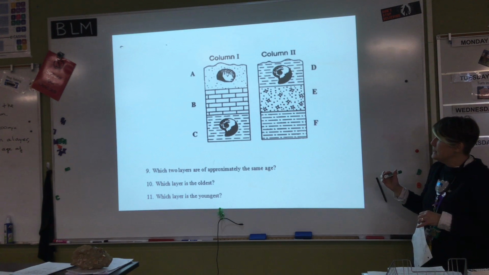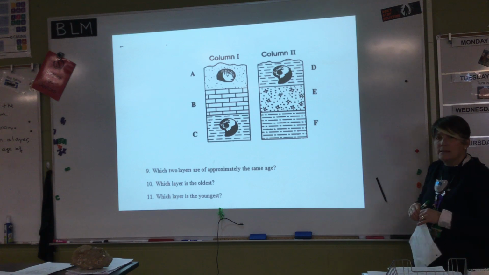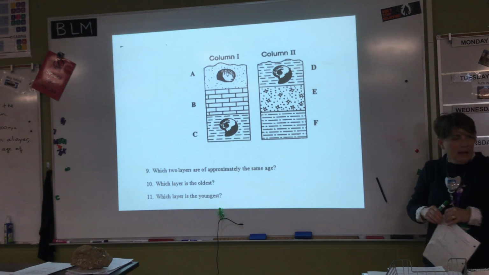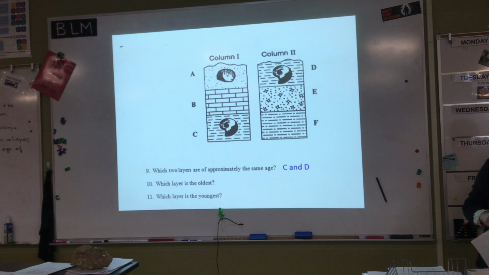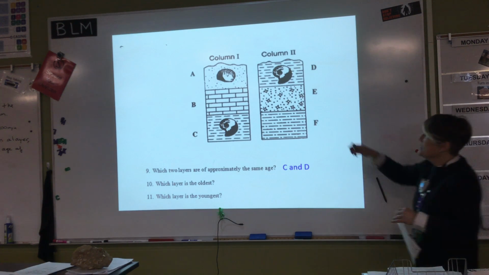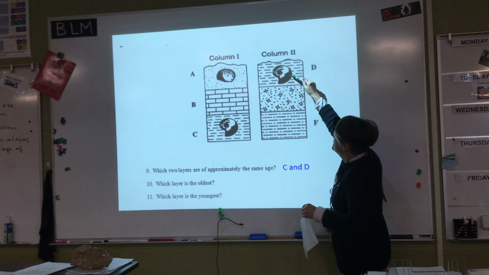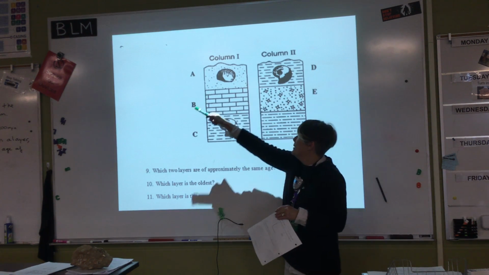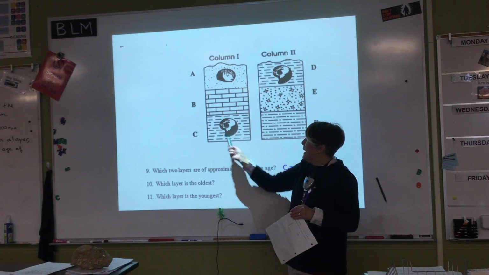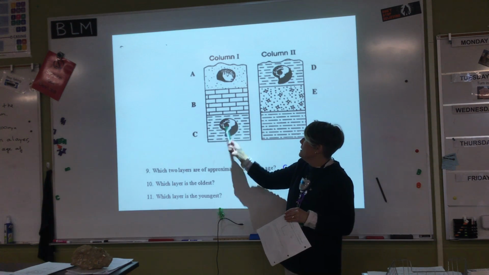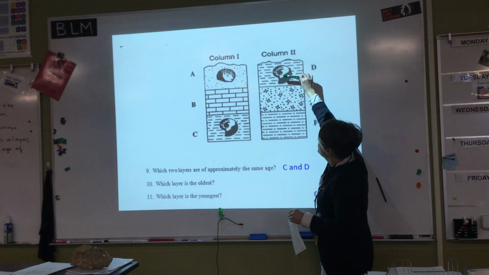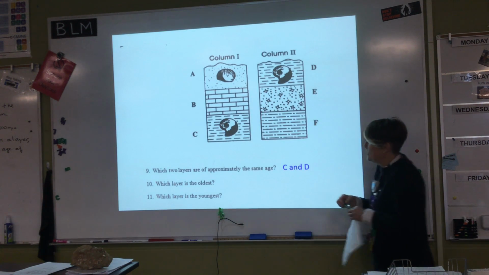I hear someone say C and D. Does anybody agree that C and D would be about the same age? Yeah, I would too. Why did we say C and D? They have the same fossil. They've got this index fossil. So if you're in this layer and you see this, and then 50 to 100 miles away, you see this same index fossil in a layer, you know that those two layers were laid down during the same time period.